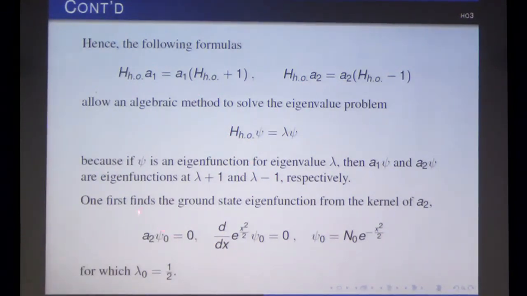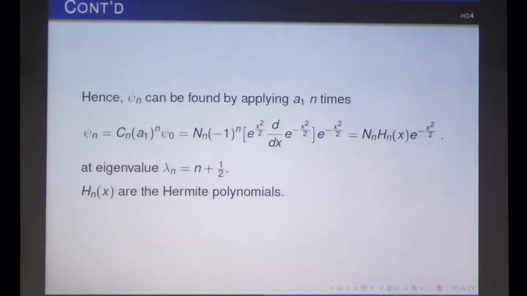In this algebraic method, one gets the ground state eigenfunction from the kernel equation of the annihilation operator. So immediately you have the ground state here, the Gaussian. By repeated application of the creation operator, or if you want the factoring operator at the left, you just get psi n for any lambda n, and you have here the Hermite polynomials. So this is a basic example, which should be known by all students in physics doing quantum mechanics.